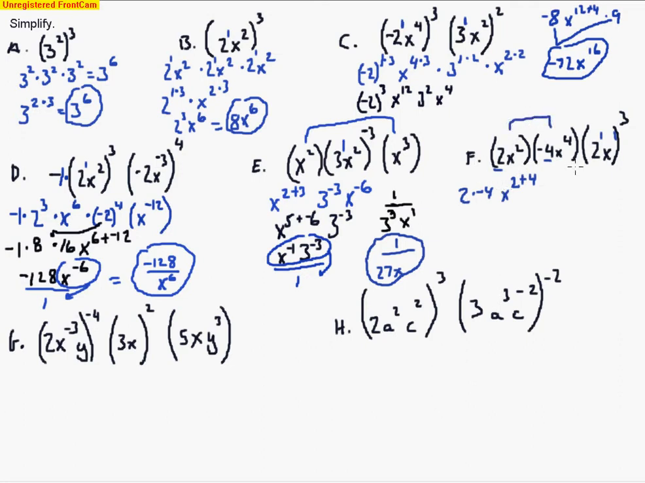Now let's go ahead and deal with this. So 2, but it's 3 groups of it, so it's 2 to the third power. X, but 3 groups of it makes x to the third power.